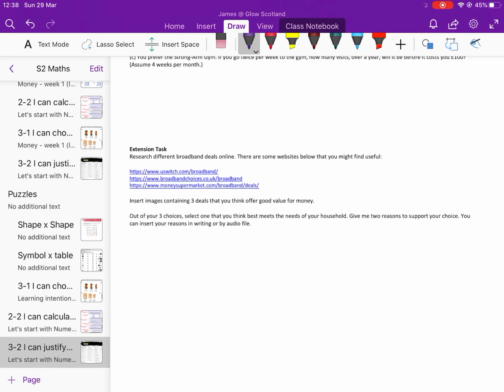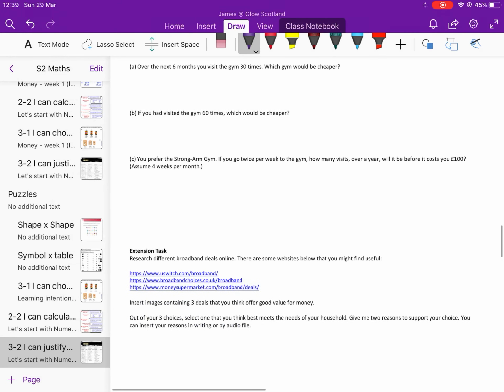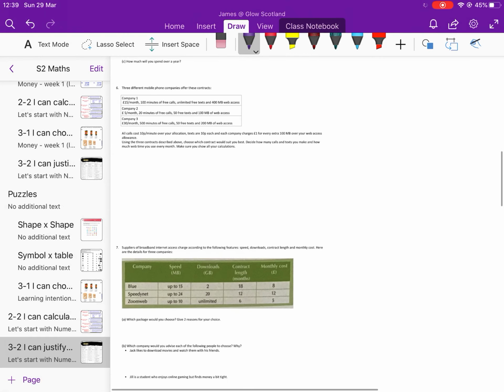I have put an extension task down the bottom here for you to do a little bit of online research into broadband deals. You can insert a few images for me and give me some reasons to decide why you've picked those particular deals, and there are some links there to some good comparison websites for you to work that out.